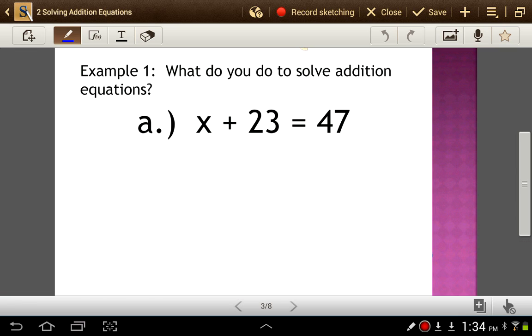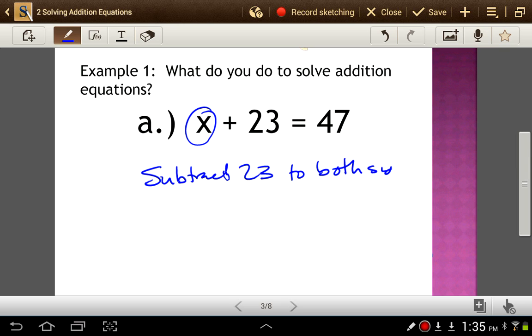In example 1, what do you do to solve an addition equation? For the first couple of examples, we're just talking about what you do. If I have x plus 23 equals 47, here's my x, and I'm adding 23 to it. To solve it, I'm going to undo it and get the variable by itself. Since I'm adding 23, the inverse is to subtract 23. So I'm going to subtract 23 from both sides. Right now, we're not worrying about solving it, we're just finding out what to do.